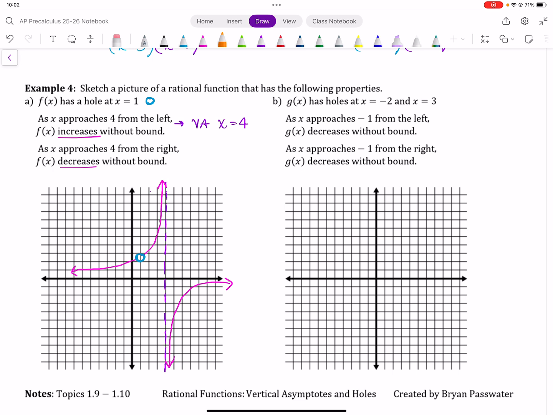And then I want you guys to try and sketch function g. So identify where your holes are and where your asymptotes are, and think about which direction it should be going.